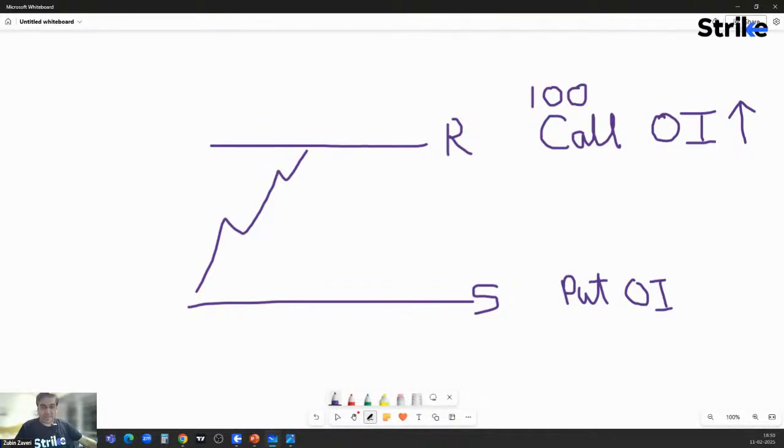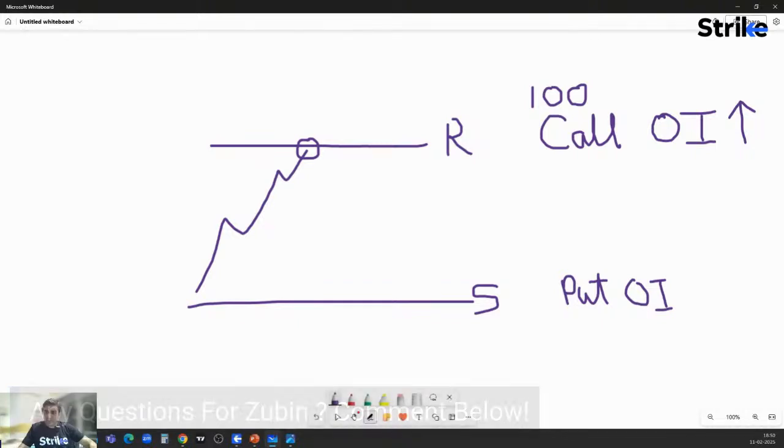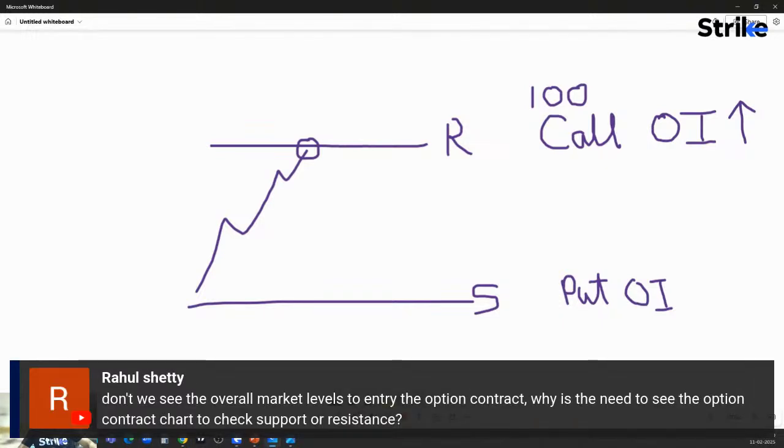Got it. Great. Now, my friends, when we are near the resistance level, Rahul Shetty asks, do we see the overall market levels to enter the option contract? Why is there a need to see the option contract chart to check, sir?